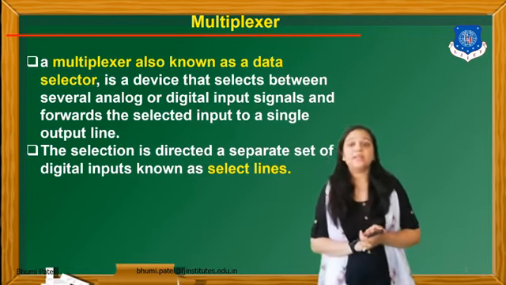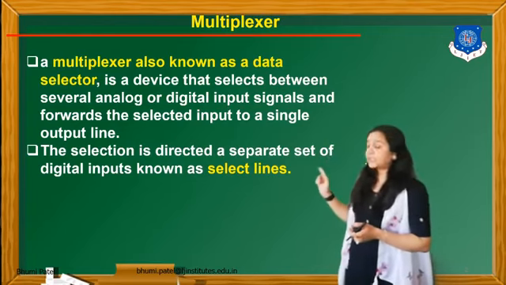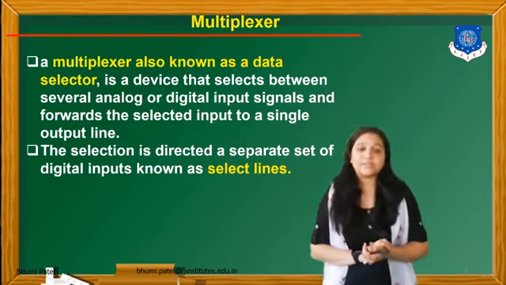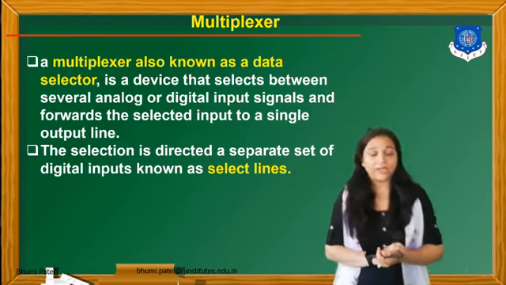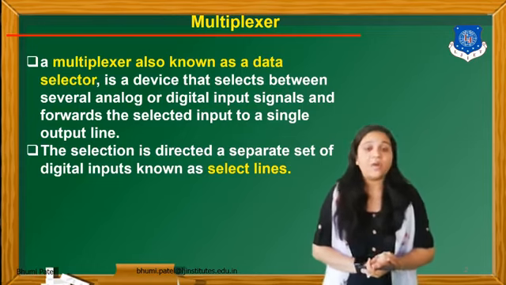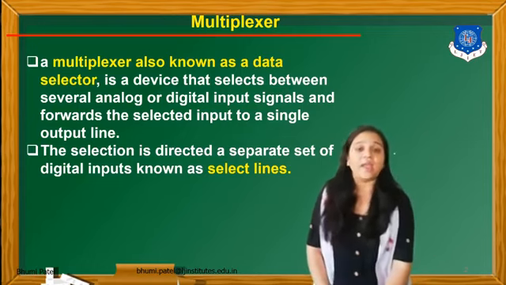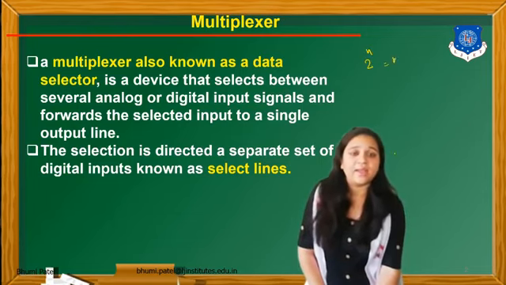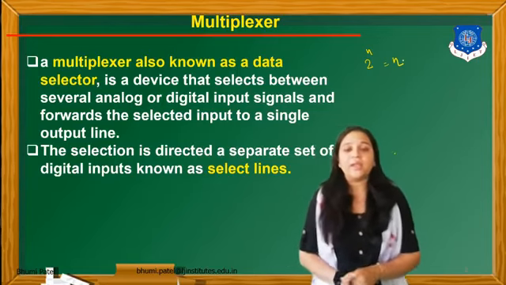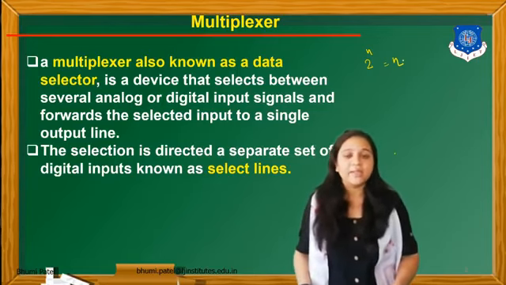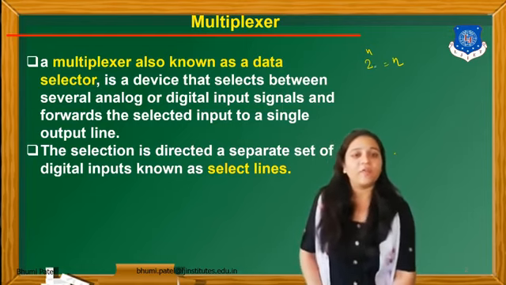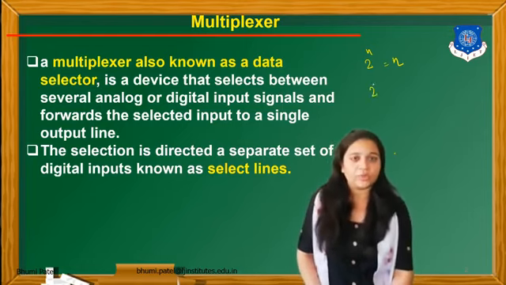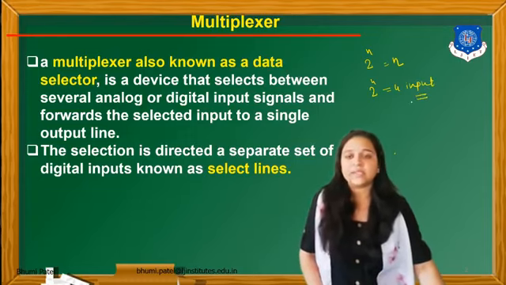The selection is directed by a separate set of digital inputs, known as the select lines. Now how can we decide the select lines? If we have 2 raised to n data inputs, then we have n selection lines. So depending upon the data, we have to decide the selection lines. If we have 4 inputs, that is 2 raised to 2, then we have 2 selection lines.